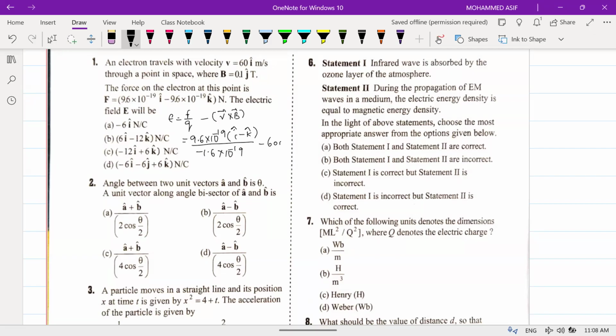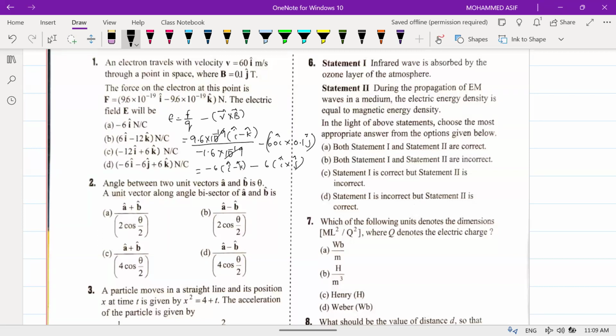V bar is right now 60 i cap cross magnetic field is 0.1 j cap. So 10^-19 and 10^-19 will get cancelled here. So this will be equal to 9.6 divided by 1.6, that is 6 into i cap minus k cap, minus 0.1 is nothing but 1 by 10. This 0 will get cancelled. So this will be equal to 6 into i cap cross j cap.